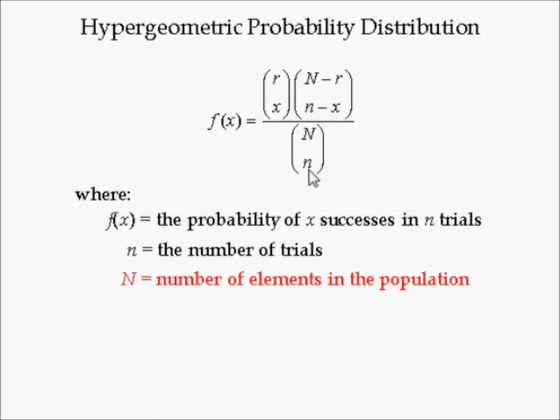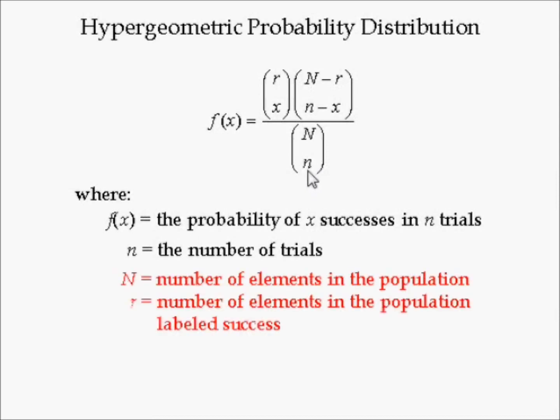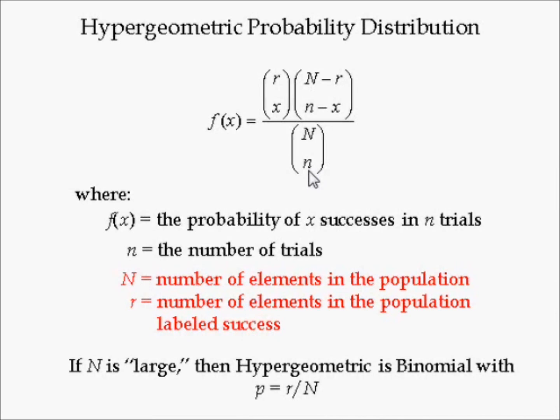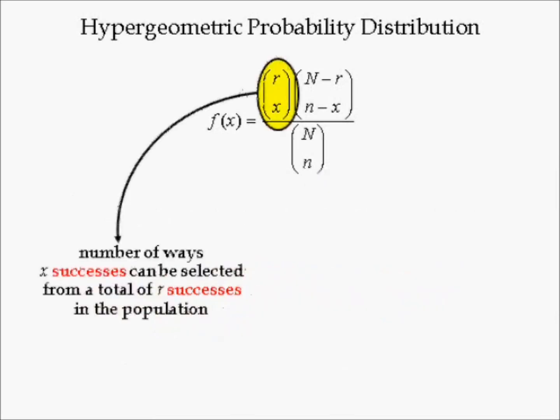Capital N is the number of elements in the population. R is the number of elements in the population labeled successes. If N is large, the hypergeometric is binomial, with the probability of success equal to R divided by big N. R choose X is the number of ways X successes can be selected from a total of R successes that are in the population.